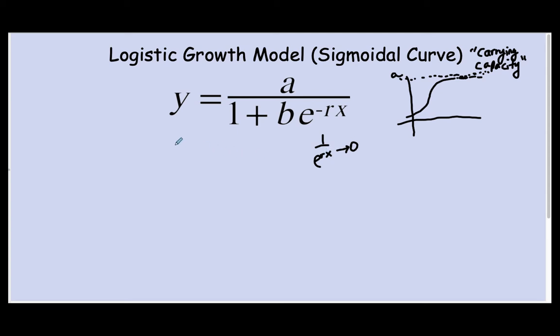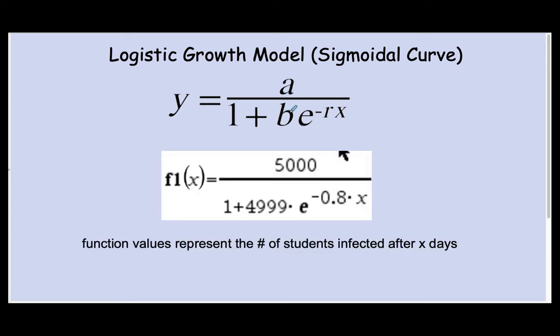Let's look at an example of this. So here's the function again, and here's a particular logistic equation. I've put 5,000 in the numerator because let's say we have a college with 5,000 students, and the function values here represent the number of students that are infected with a virus after x days. A student has been infected and come back after vacation, and people around them are getting really sick, according to this logistic curve. So 5,000 is the maximum number of students that could be affected.